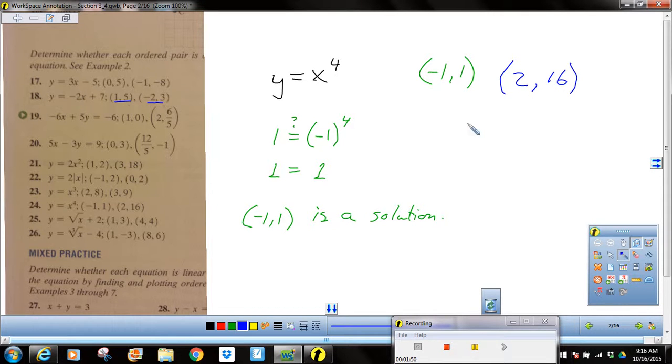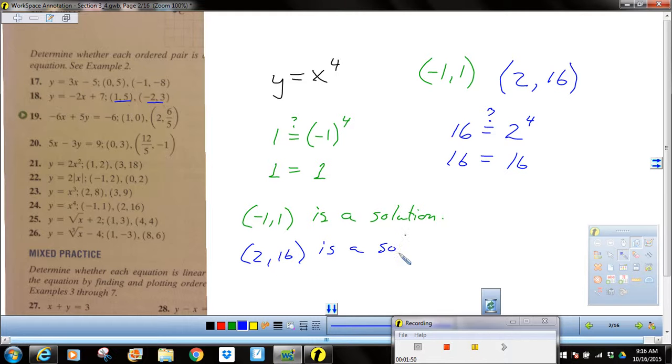Now I'm going to try these numbers. I'll substitute 16 for y. I'm going to put 2 in for x. Okay, and now I do my calculation. 2 times 2 is 4, times 2 is 8, times 2 is 16. So 2 to the 4th is equal to 16. So now I can also say that 2, 16 is a solution.